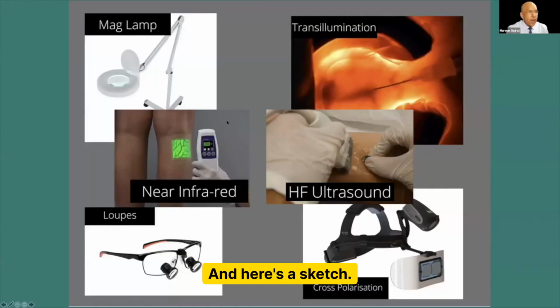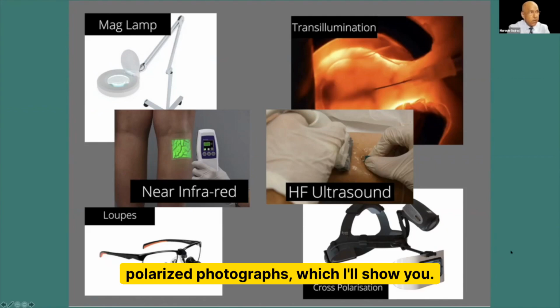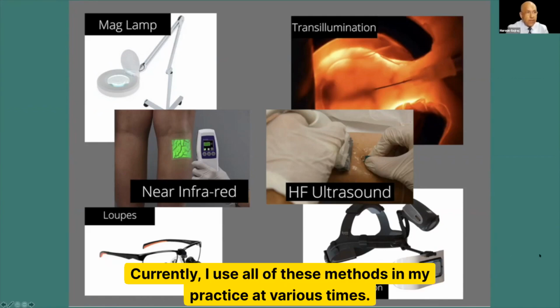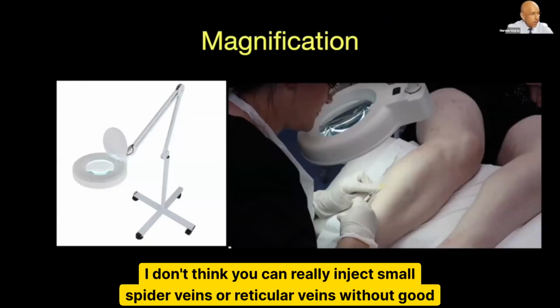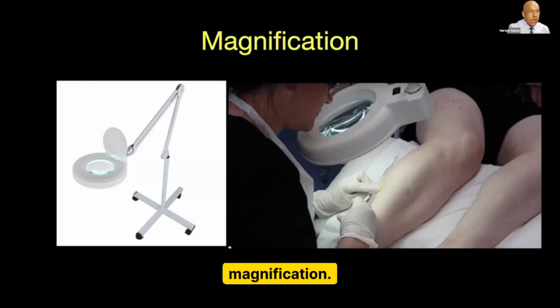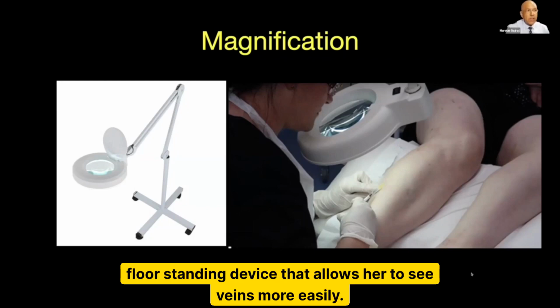And here's a sketch. I've used all of these except the cross-polarization headlamp, but I do take cross-polarized photographs, which I'll show you. Currently, I use all of these methods in my practice at various times. So good magnification and illumination, I think, is essential. I don't think you can really inject small spider veins or reticular veins without good magnification. This is my colleague Kathy McGuinness, who's demonstrating a simple mag lamp, which is a floor standing device that allows her to see veins more easily.